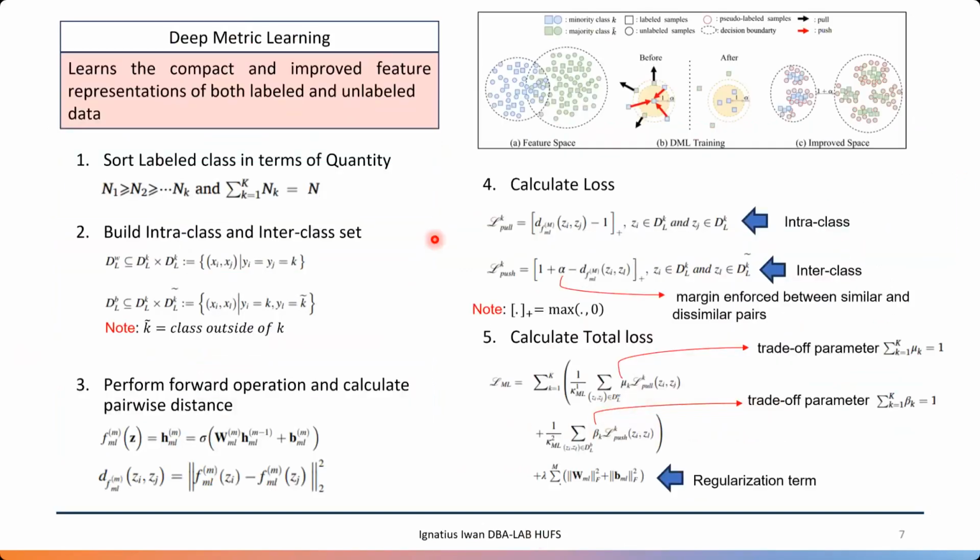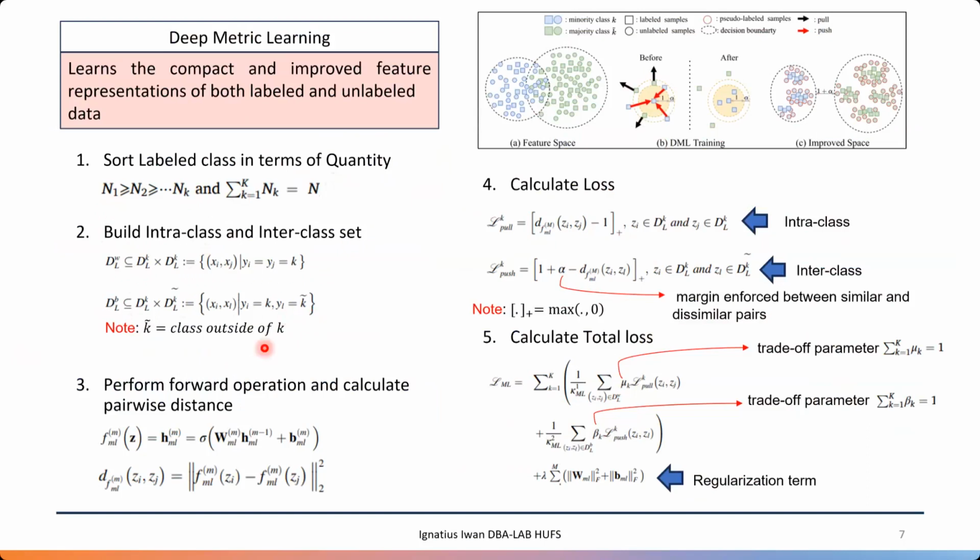For the first component, these are the steps. First, we sort the labeled classes in terms of quantity, so N1 will be the biggest class and NK will be the smallest class with the smallest data. Then we build the intra-class and inter-class sets. The intra-class set has pairs of data with the same label, and the inter-class set has pairs of data with different labels.